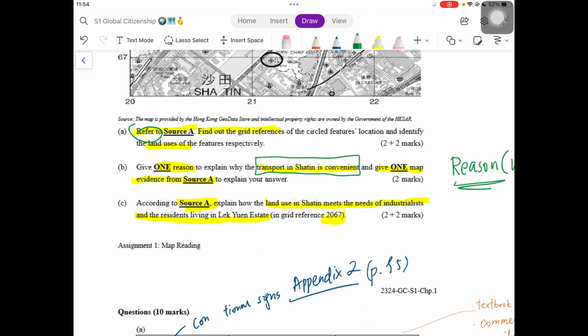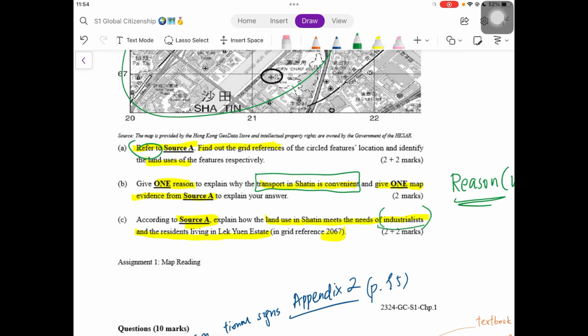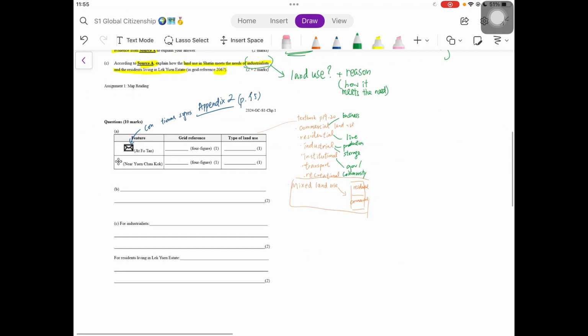So we are targeting two groups of people. The first group is the industrialists. So how can they make good use of the facilities around them to help them to use the industrial land use? How? And then you have to explain. So have you noticed something? Okay, so you have to give what type of land use you have spotted, and then you have to provide the reason about how it meets the needs of the industrialists. So this is the first part of the question here.